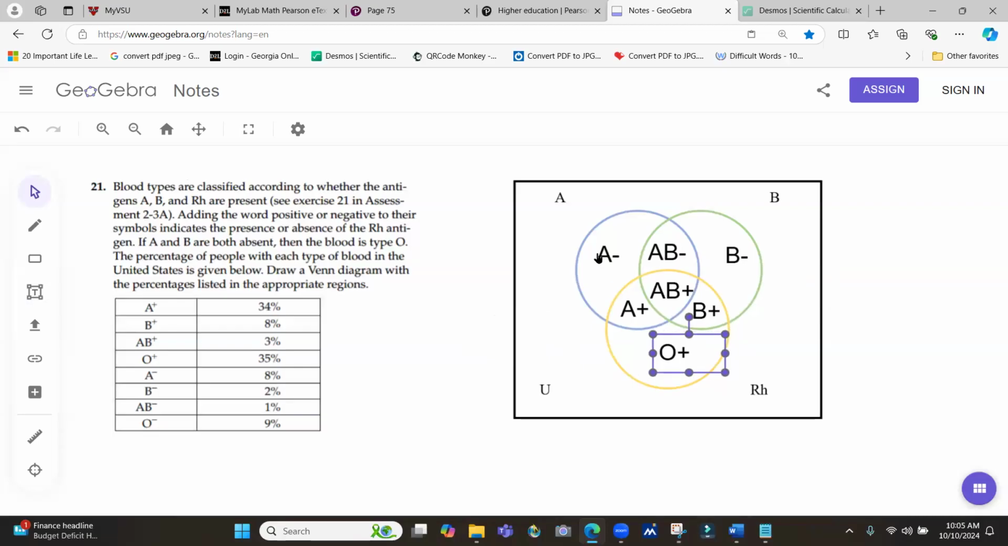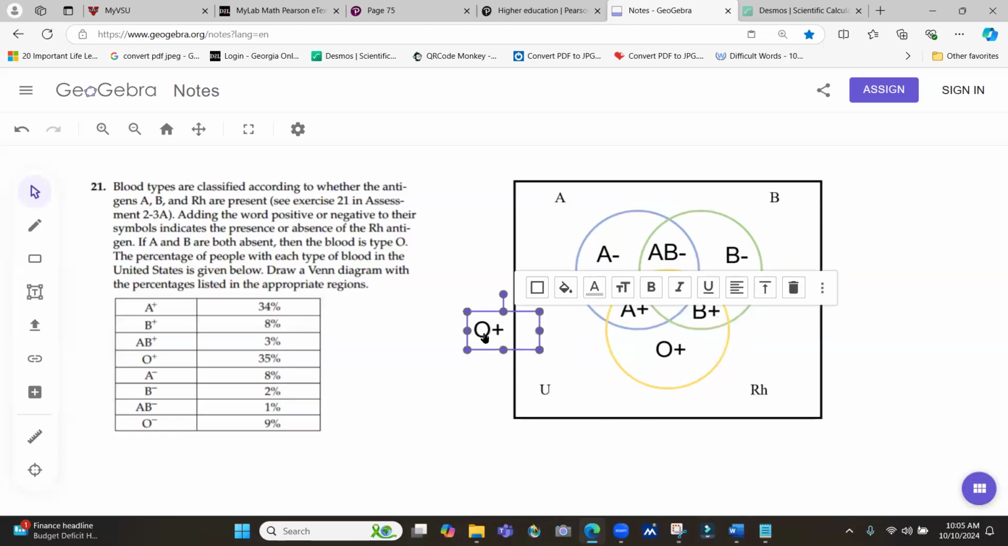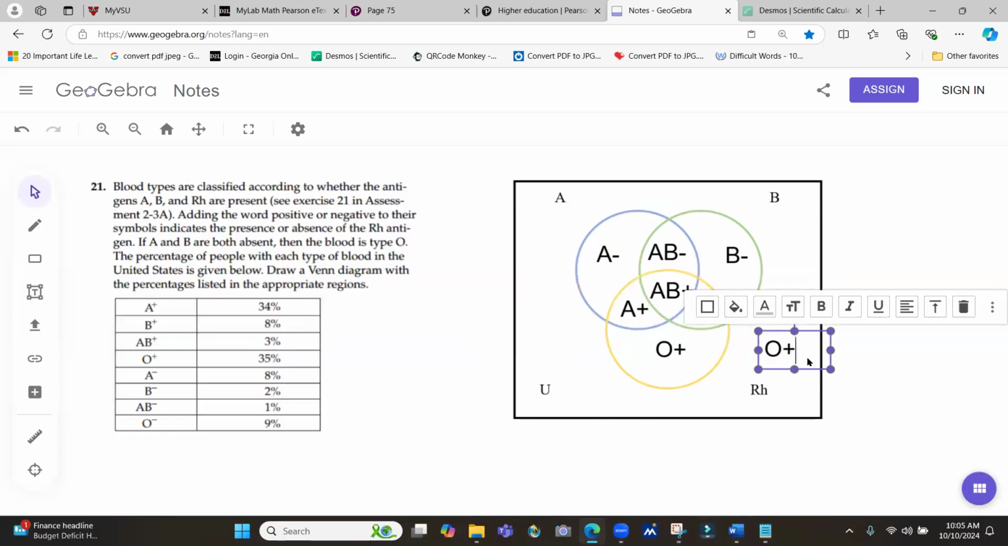O, because you are neither A nor B. What goes outside? Well, easy. O negative. Why O negative? Because these guys don't have A or B. So there's no placeholder for A or B. They just don't leave a blank because the blank won't make any sense, right?